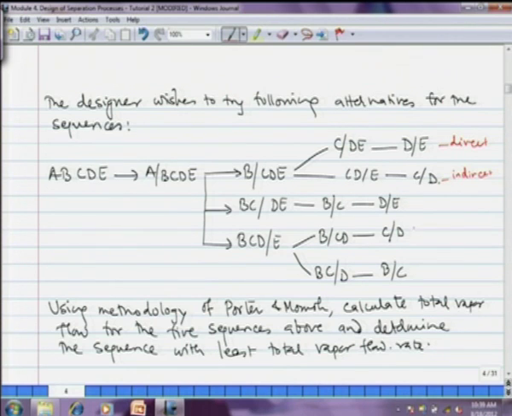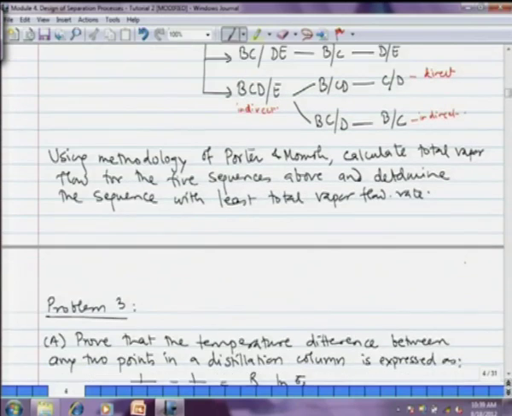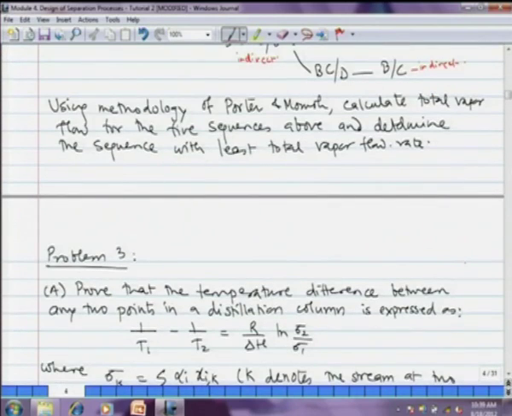And once again here we have first an indirect sequence of separation of E from BCD mixture, ternary mixture, and the ternary mixture is split again in direct and indirect sequence. So, we have to compare all these options, sequence options, in terms of the total vapor flow rate, and we have to use the methodology of Porter and Momo.